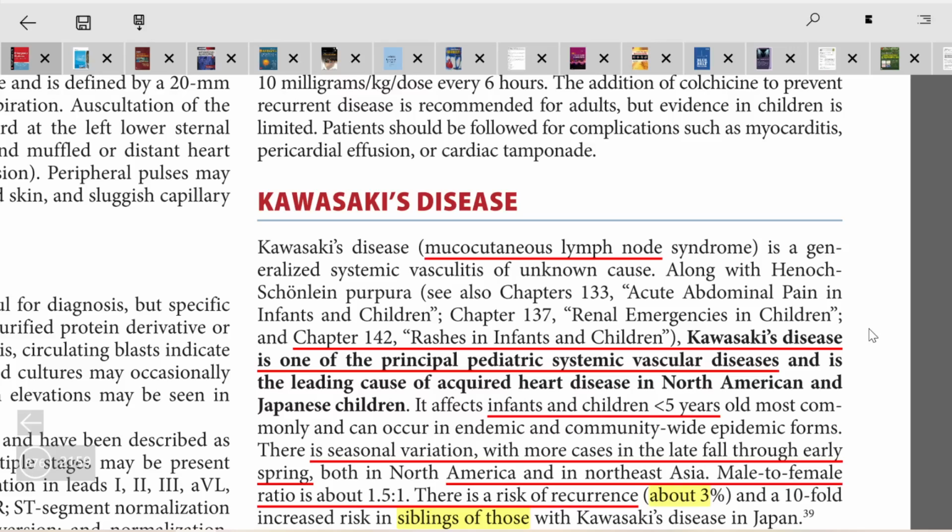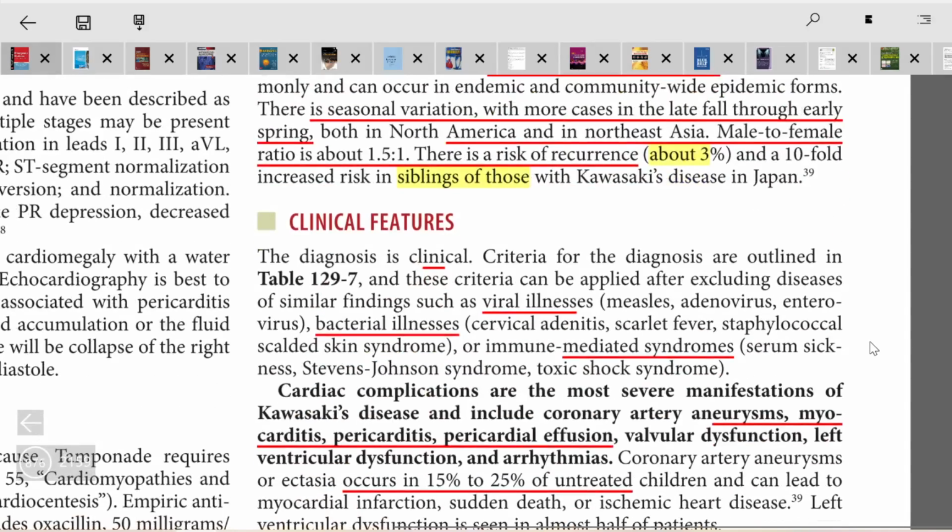It affects infants and children less than 5 years and most commonly occurs in endemic and also community-wide epidemic forms. There are seasonal variations, occurring more in the late fall through early spring, both in North America and Northeast Asia. The male to female ratio is 1.5 to 1, and there is increased risk of occurrence in the siblings.